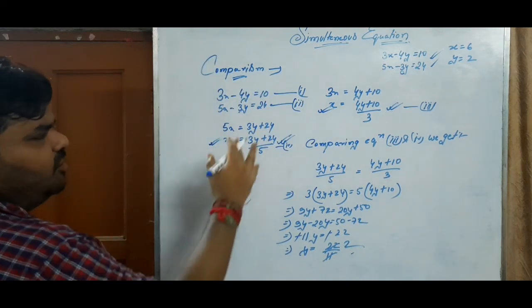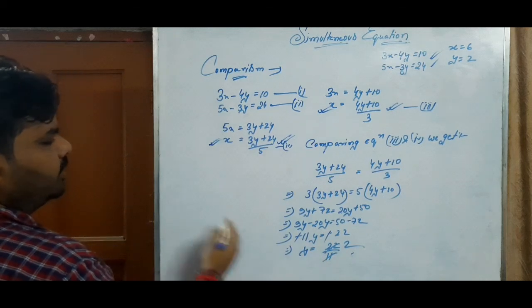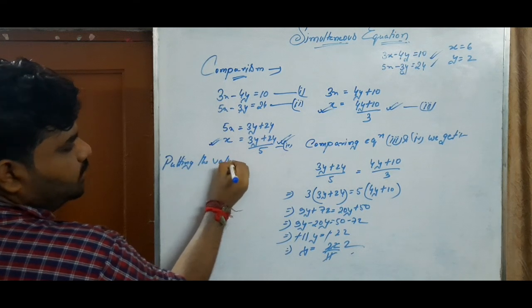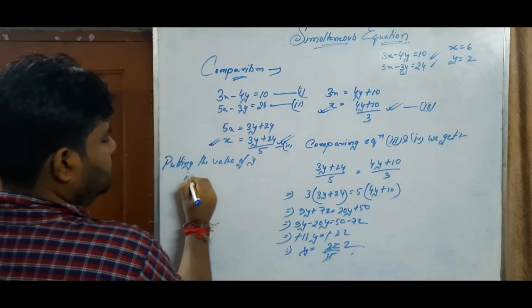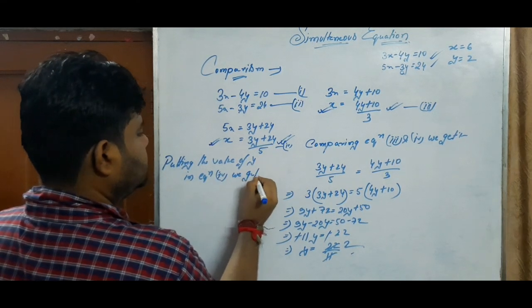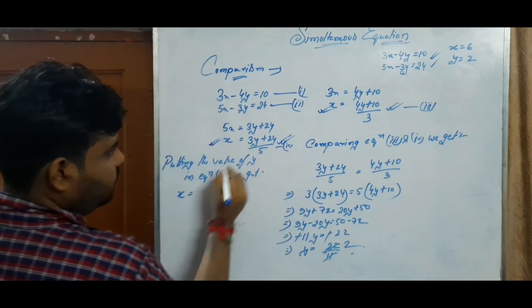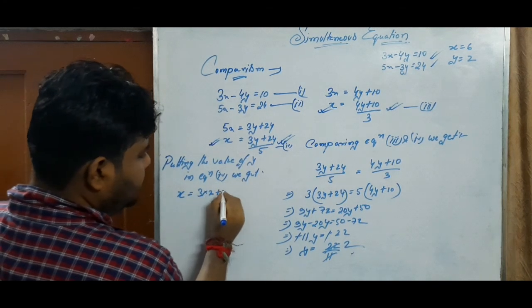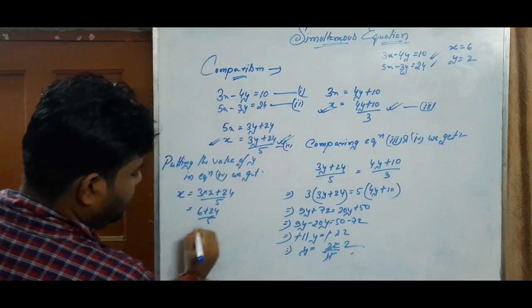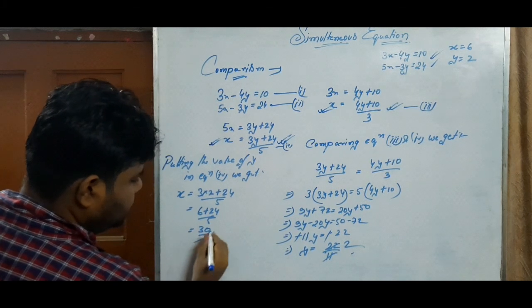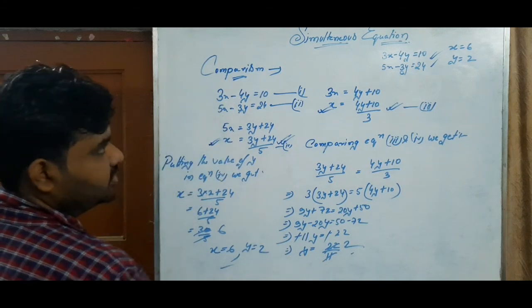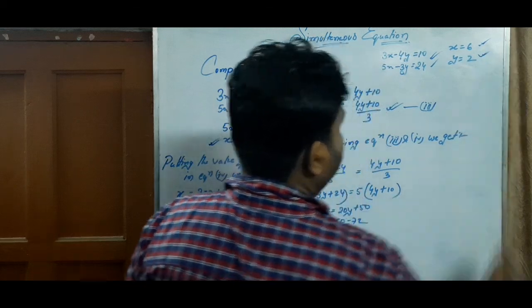We can put the value in any of the equations. It may be 3 or it may be 4, whatever. Putting the value of y in equation 4, we get x equals (3y plus 24) by 5, that is (3 into 2 plus 24) by 5, that is (6 plus 24) by 5, that is 30 by 5. So we get 6. Therefore the value of x is 6 and the value of y is 2. Now just tally the answer. Value of x is 6 and value of y is 2.